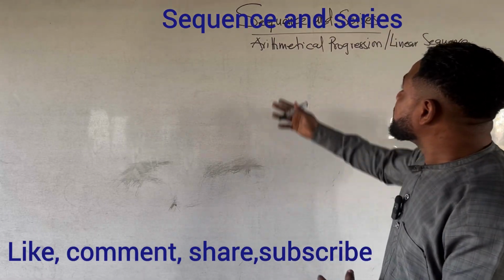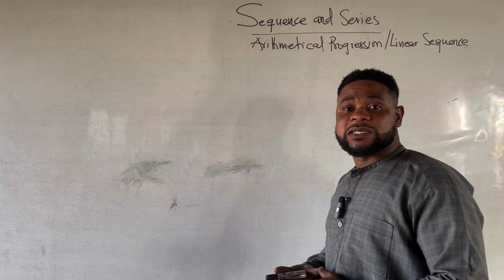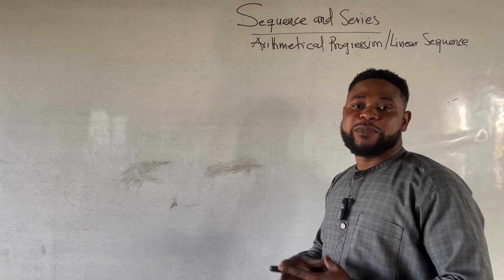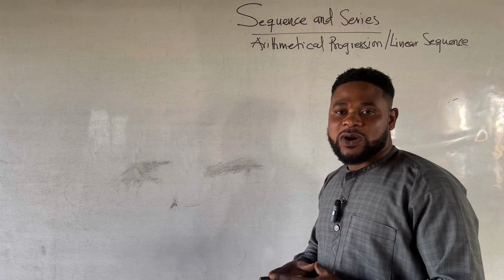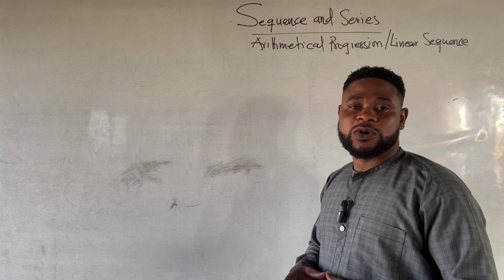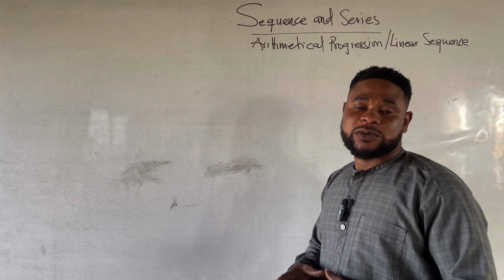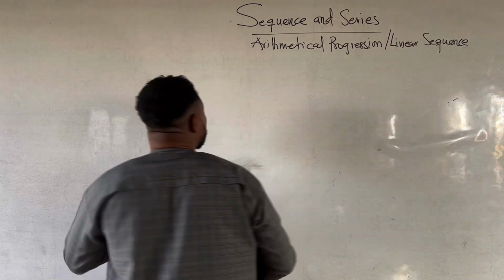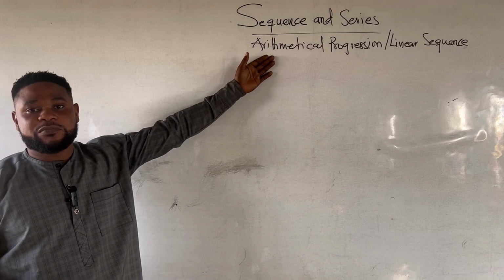Today we want to look at the topic sequence and series in mathematics. We have two types of sequence and series. We have what we call arithmetical progression, which we can call linear sequence, and we have what we call geometrical progression, which we can call exponential sequence. But today we'll be focusing on arithmetical progression.